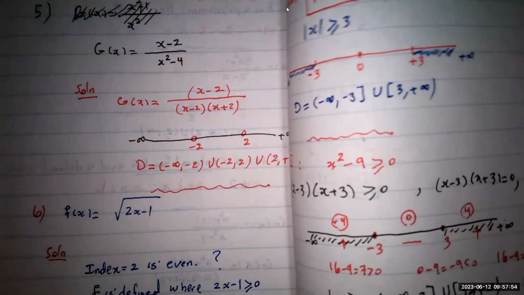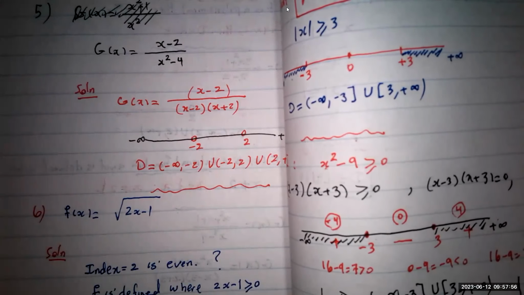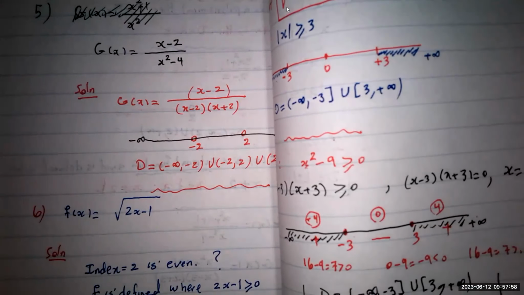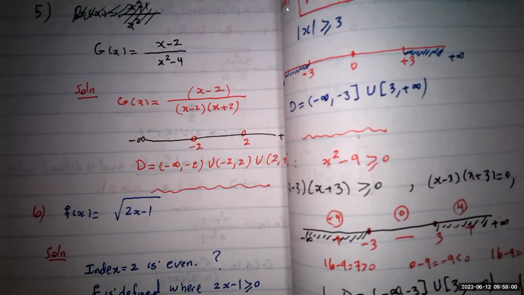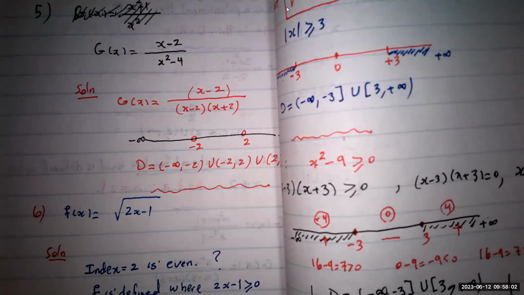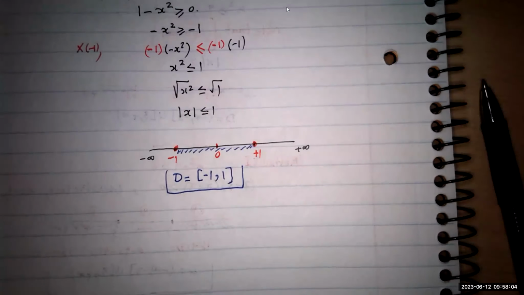Over here, so look at this one. The domain is two portions because you are outside. But for the other one, the domain is going to be one portion, and that would be inside. Okay, any question?